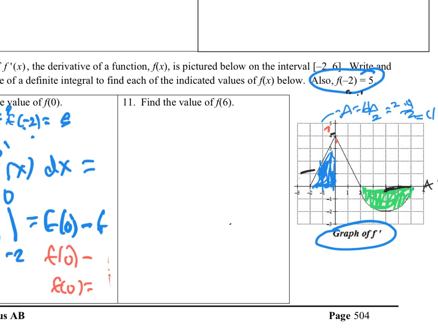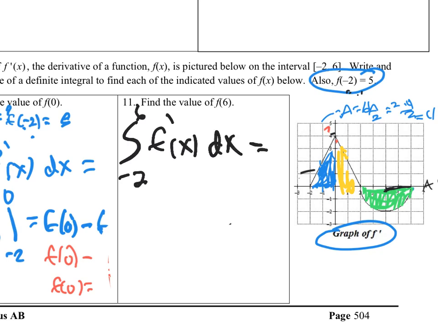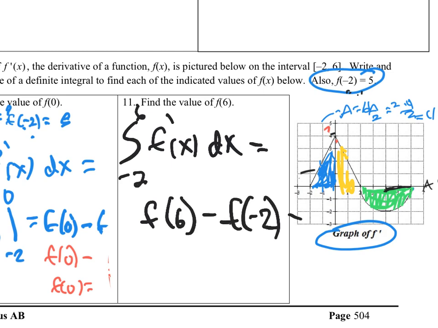All right. The picture was that, but it's also going to be the whole triangle then, right? All right, we write it again. Negative 2 to 6 of f prime of x dx is going to be the function at 6 minus the function at negative 2 equals some area.